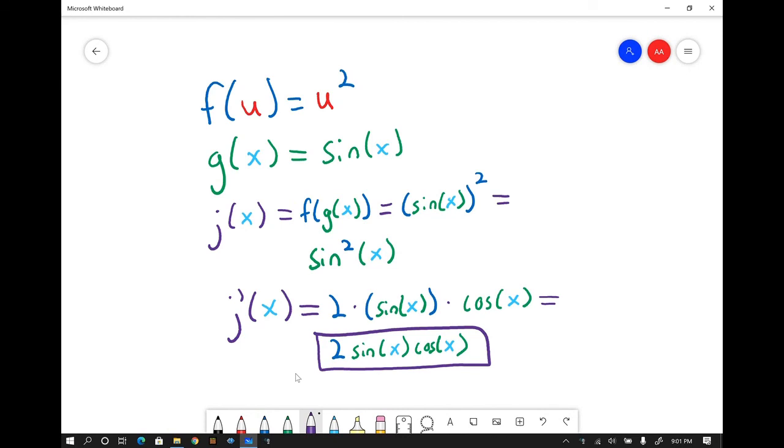In the background here, I have what would happen if you were to switch the order of your functions in the composite function. So j of x is equal to f of g of x, which is equal to the sine squared of x. And that would mean that j prime of x is equal to 2 sine of x cosine of x. So make sure when you're using this chain rule that you know which derivative and which function you're actually looking at, because you might end up switching the order and getting a different answer.